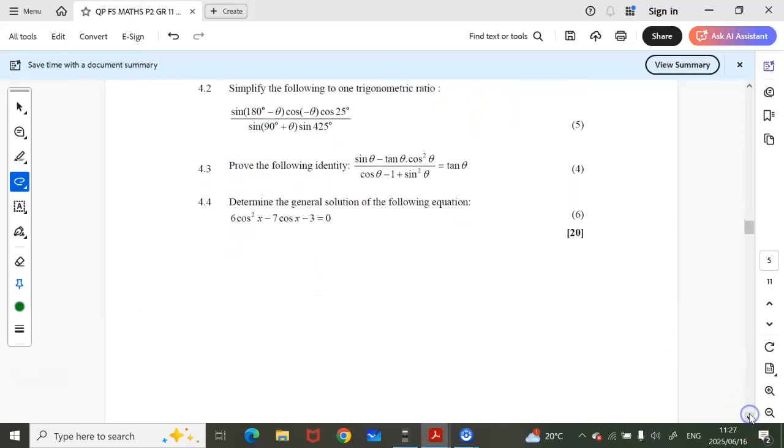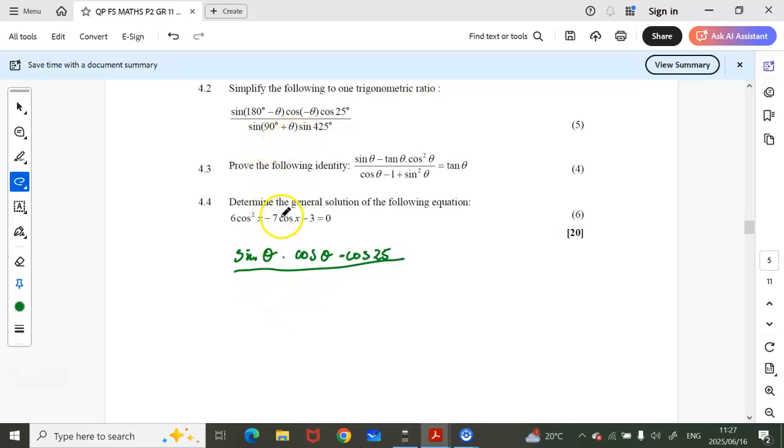Let's try this one. Simplify the following to one trigonometric ratio. Let's do sine 180 minus theta. It's on the second quadrant, so sine is positive, so you're going to have sine theta. And then this one is on the fourth quadrant, that is cos theta. And then you've got cos 25. There's nothing you can do about that one. Let's just leave it as it is.